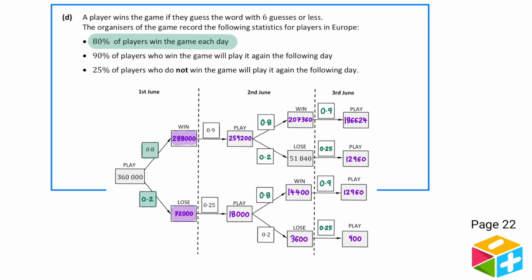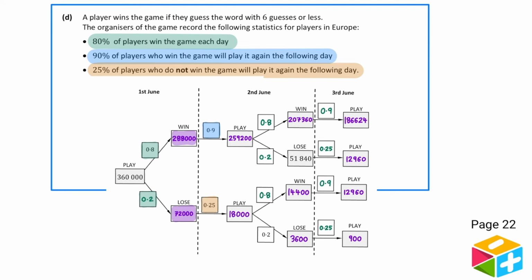Now we can think about the 2nd of June. We know that 90% of players who win the game will play it again the following day. As a decimal, that's 0.9, and that's why we have a 0.9 coming out from the win box. 25% of players who do not win the game, or lose the game, will play it again the following day. That's why we have this 0.25 coming out from the lose box.